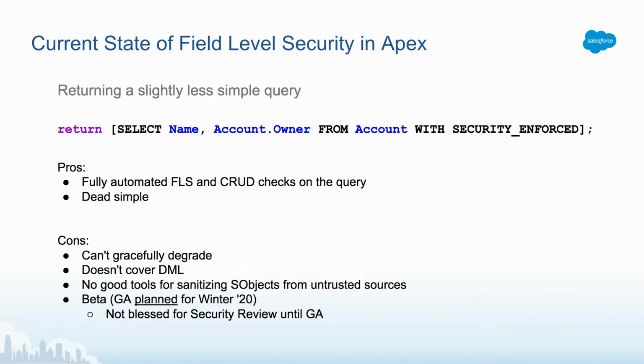I'll also call out that it's currently in a beta state with a GA planned, emphasis on planned, for winter 20. And until it's GA, the AppExchange security review process does not officially bless it as a field and object level security solution. So heads up on that.